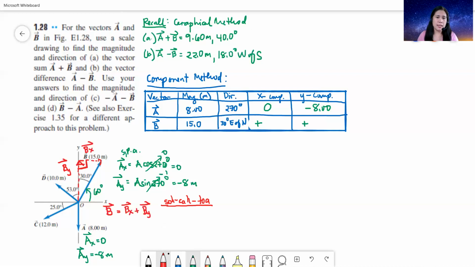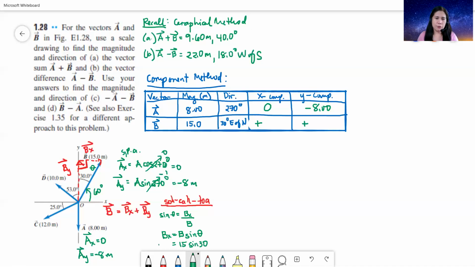So since si bx natin dito is opposite or kaharap ng 30, then we use the sine for opposite over hypotenuse. So we'd say therefore that the sine of angle, let's call 30 as theta, sine of angle theta is equal to, the opposite side is bx, and then the hypotenuse is B. Okay? So if we cross multiply, bx therefore is the magnitude of vector B times the sine of angle theta. So the magnitude of B is 15, and then sine 30.